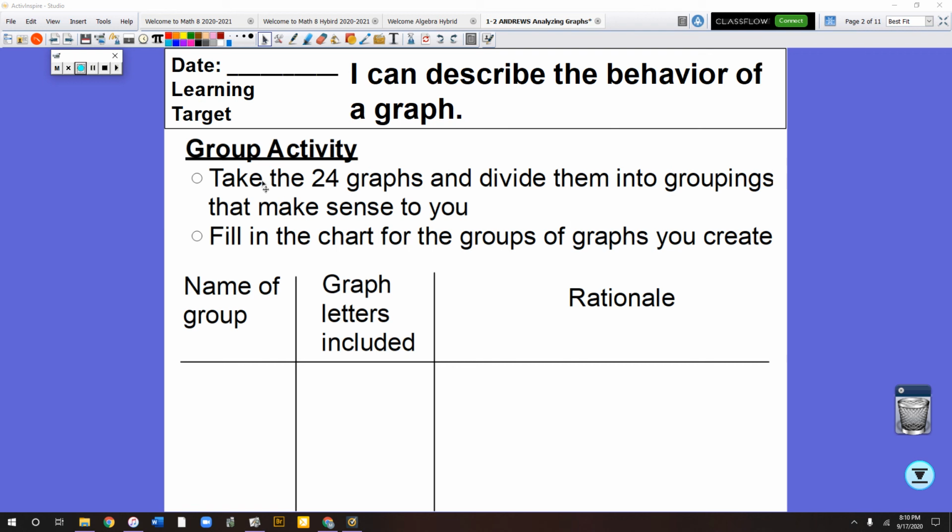Hi guys, this is the lesson for 1-2. The goal of this lesson is to learn the vocabulary words so you can describe the behavior of a graph with better words than "up and down" and "dotted line" and "connected line." A better word than "curvy."